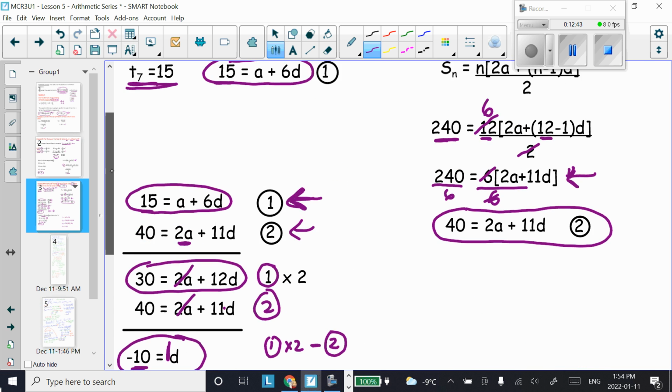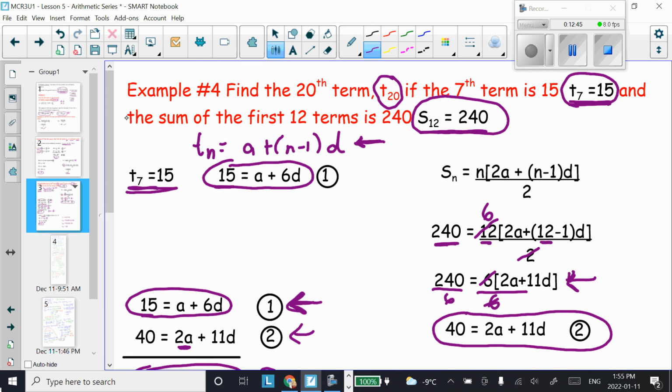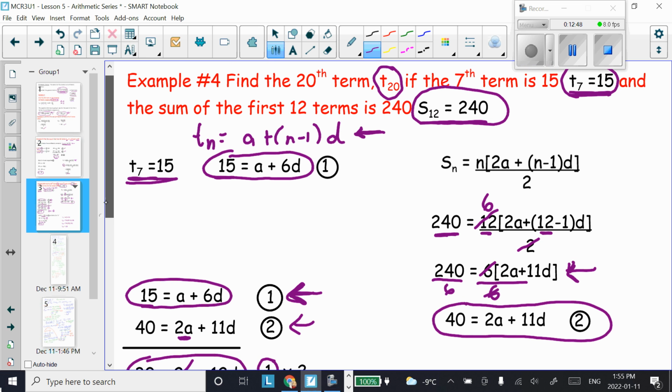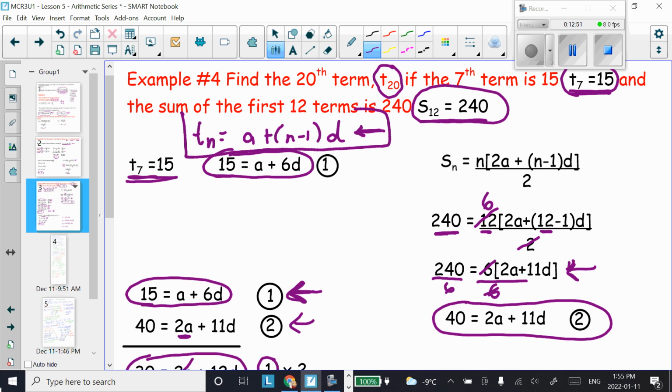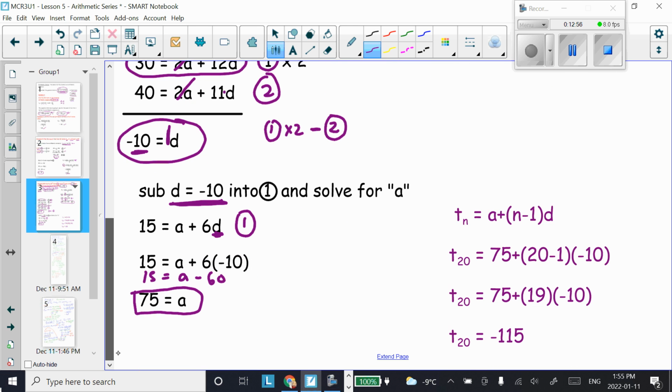And what was the question asking? The question said, find the 20th term. So find T20, which means I need to use this equation, because I'm finding the 20th term. So that's what I have here. Replace your n with 20, replace your a with 75, which we just found, and replace your d with negative 10. Then just solve, and you will have the 20th term, which is negative 115.